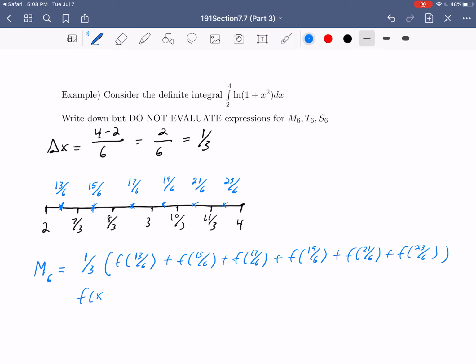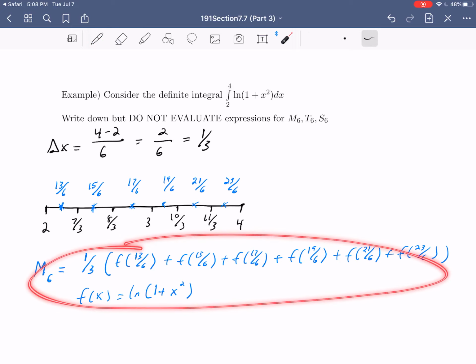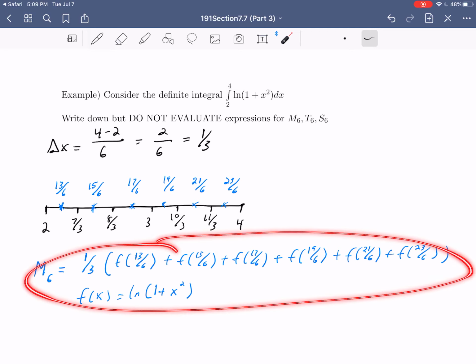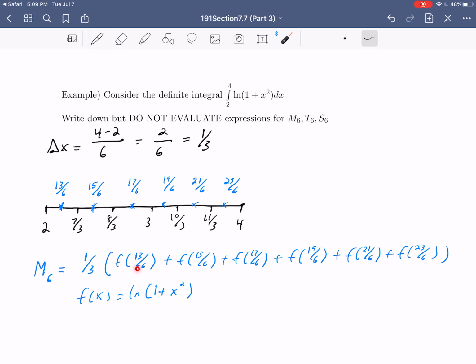Well, of course, f of x is the function we're trying to perform the definite integral of, which is ln of 1 plus x squared. So this right here would be a totally appropriate way to write down, but not evaluate, an expression for M6. So there we go. All we would need to do if we wanted to evaluate it is plug each of these values into this, add them all up, and then multiply by that 1/3.